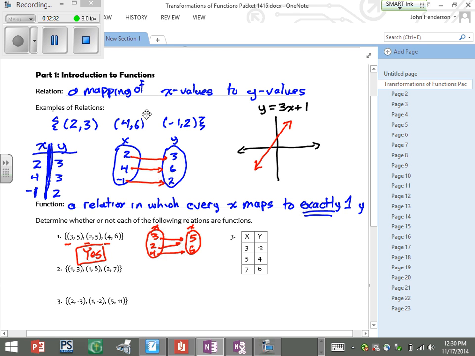Now we look at number 2 and put 1 and 2. We got a 1 and a 2. And then in our y's we have a 3, an 8, and a 7. Let me make that a little bit bigger so we can see it. Here, 1 goes to 3 and 1 goes to 8 while 2 goes to 7. You can see right here, because 1 goes to 2 places, this is not a function. Each x doesn't go to exactly one y.